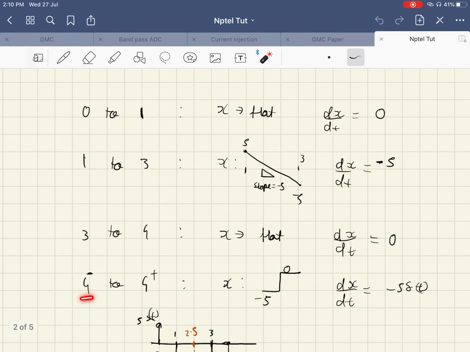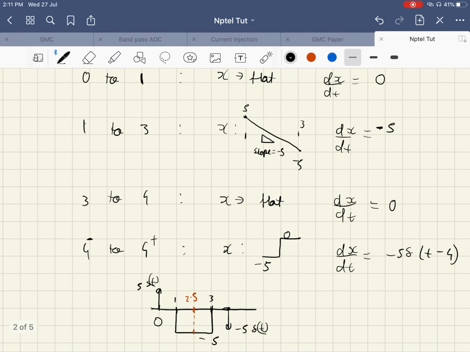And from 4 minus to 4 plus, our waveform is again a step from minus 5 to 0. Hence, our dx by dt will be an impulse multiplied by the step size, that is minus 5. And since this step occurs at t equal to 4, the time argument will be t minus 4. Now, this is the waveform for dx by dt.